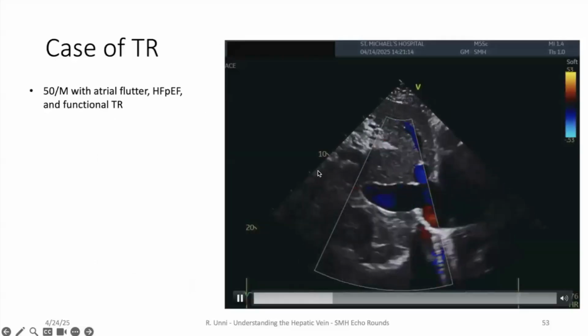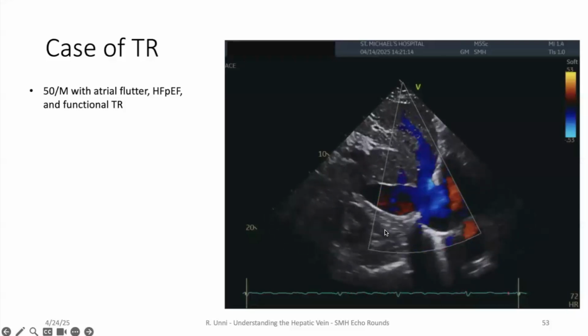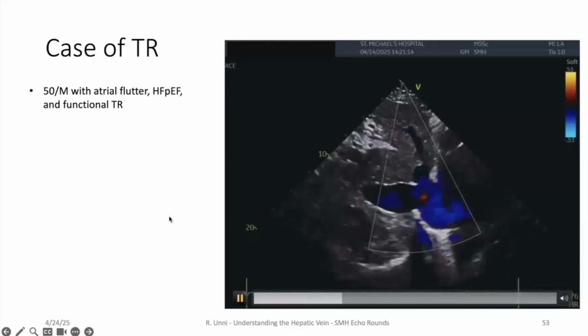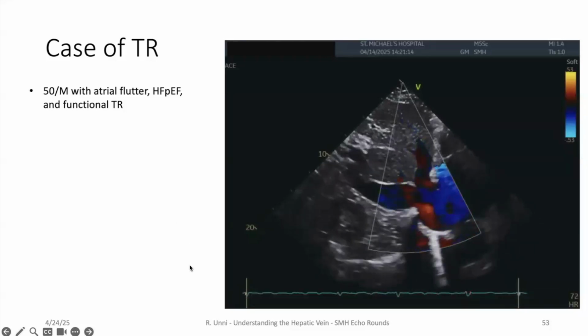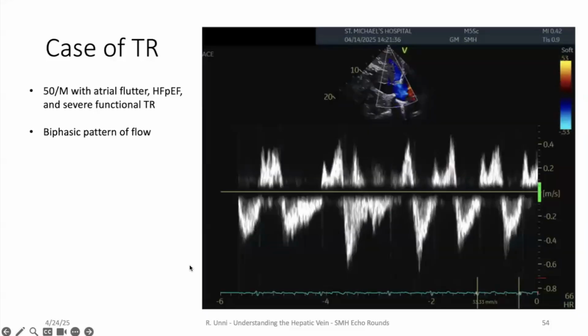So here is a nice case here from St. Mike's. We got a patient. This guy's got atrial flutter, but he's got severe functional TR. As you can see here, when you line it up with the QRS, you get this color Doppler showing reversal, and when you do your pulse wave Doppler, you get this very clear biphasic pattern of flow.